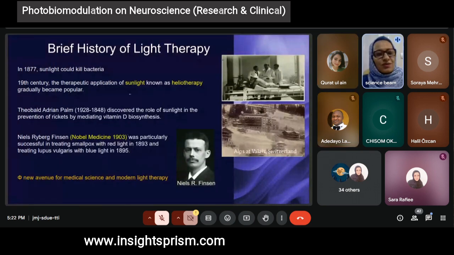As I told, some people paid interesting attention to using sunlight to treat some diseases. And in this century, the therapeutic application of sunlight, heliotherapy, gradually became popular and vital, and sunlight was used for prevention of rickets by modulating vitamin D, by scientists.